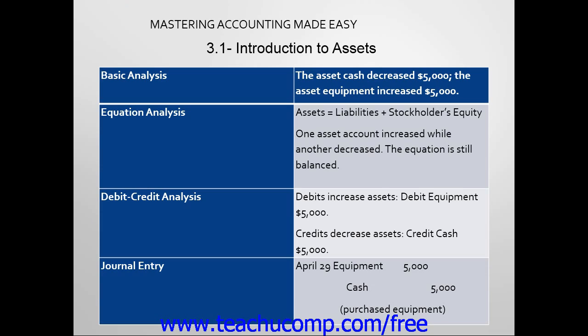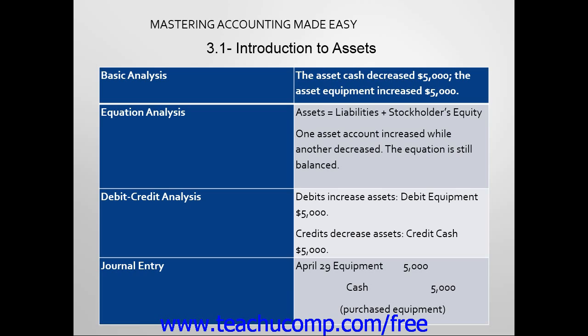On April 29th, XYZ Inc. used $5,000 cash to purchase office equipment. The first step would be to use basic analysis. The asset cash decreased by $5,000, and the asset equipment increased by $5,000.